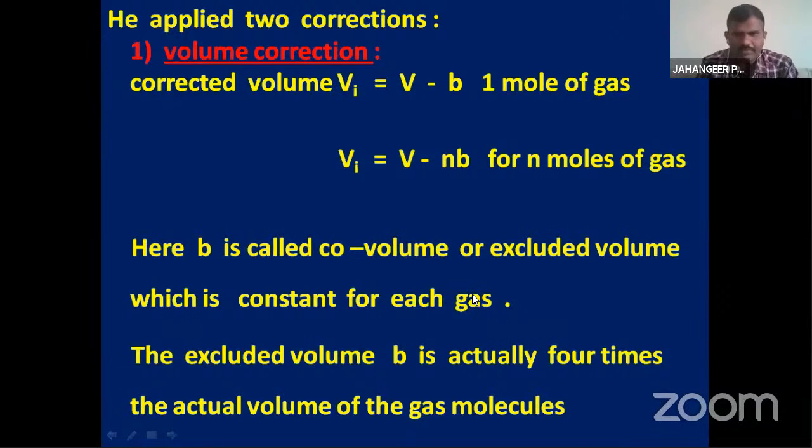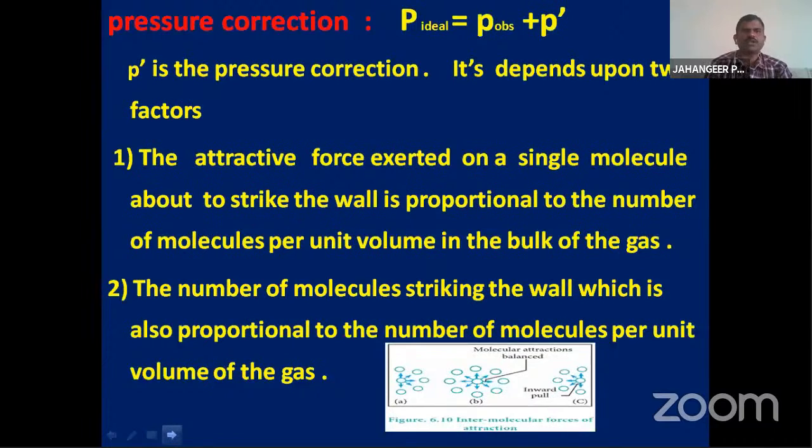The excluded volume b is actually 4 times the actual volume of the gas molecules. How many times? 4 times the actual volume of the gas. The next one is the pressure correction, which is P ideal equals P observed plus P dash. P dash is the pressure correction.